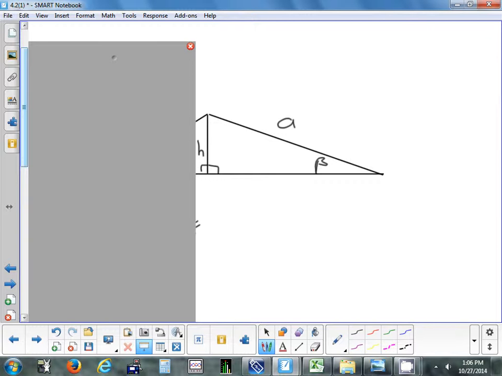All right, so again, I want to set up another trig equation involving the two sides that I know, H and A. What's the name of H this time relative to beta? It's still opposite. And what about the... yeah, good job. The hypotenuse is A. So set up your trig equation just like before.